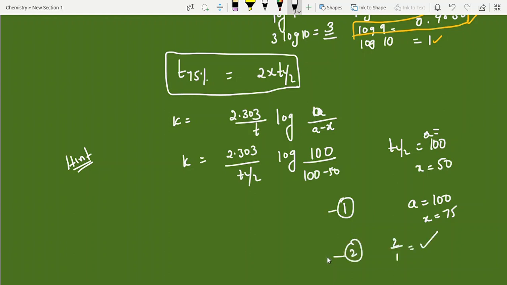Clear? And next, limiting reagent, the one question I asked, no? The limiting reagent answer is the second option, students. The limiting reagent solution also I can upload in the next video because it is lengthy.